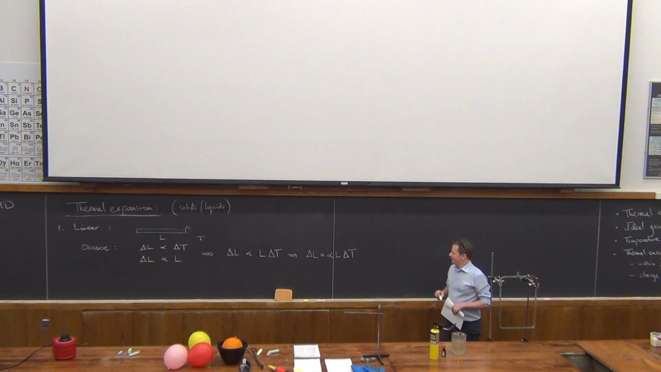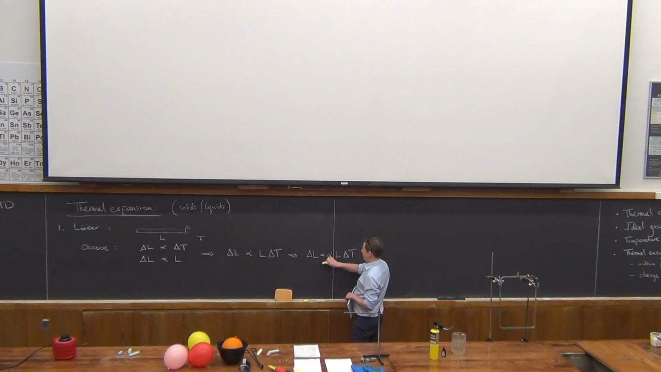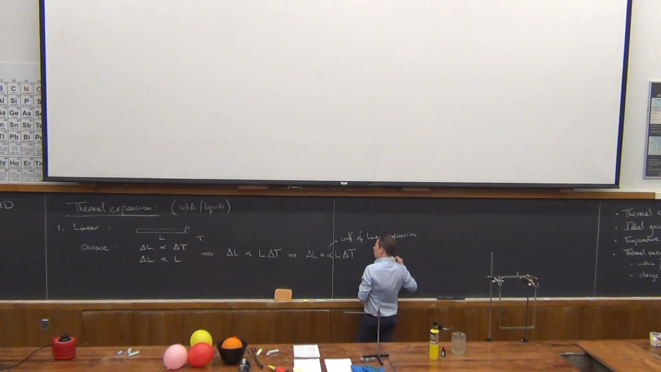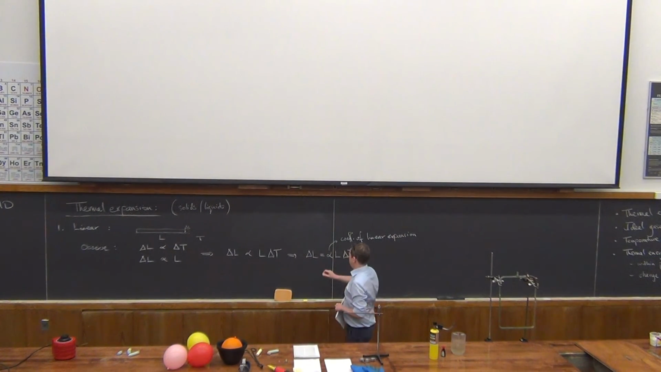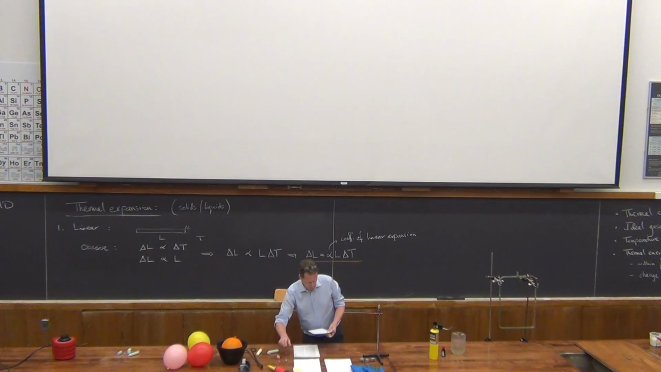Okay? So, try not to be confused by this. This means proportional. This is just a constant alpha. And it is, in fact, the coefficient of linear expansion, for obvious reasons. And so we've already got now a very simple empirical relationship describing the change in length on the original length, dependent on the original length of our linear object, on the temperature change, and some coefficient of linear expansion.